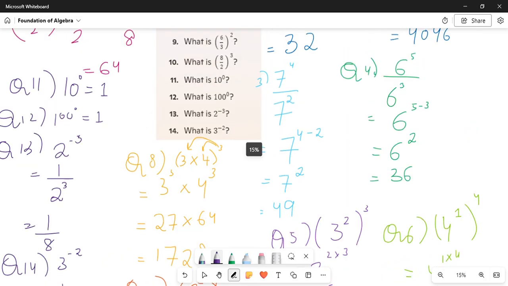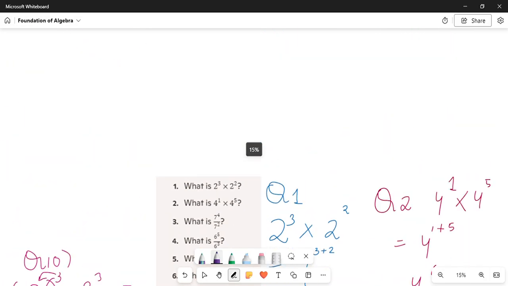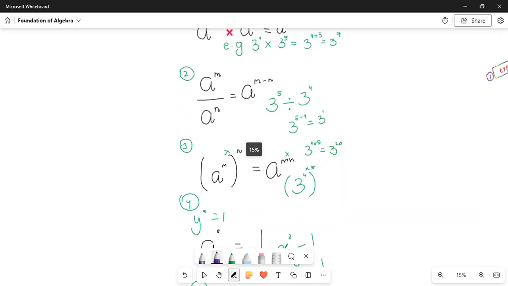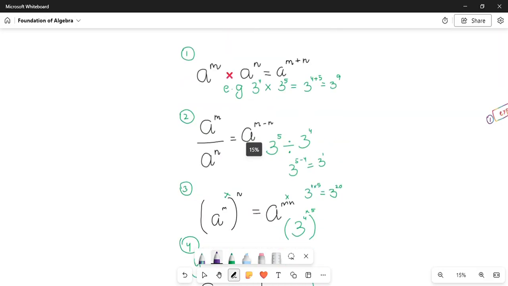Make sure to do some questions on it, and you'll grasp the concept. Go through the laws of indices again and again, and you'll get them.